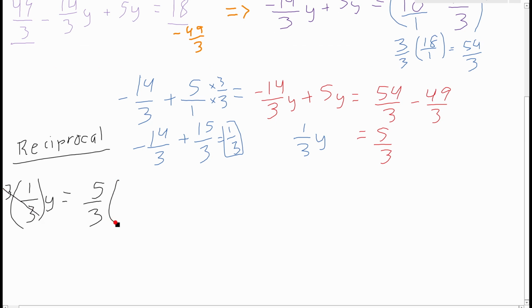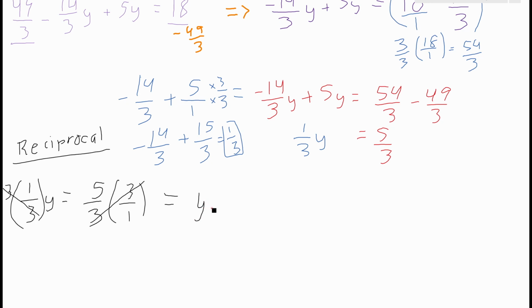These are going to cancel, and then we're going to multiply by 3 over 1 here. These are going to cancel. Now we're left with y equals 5.